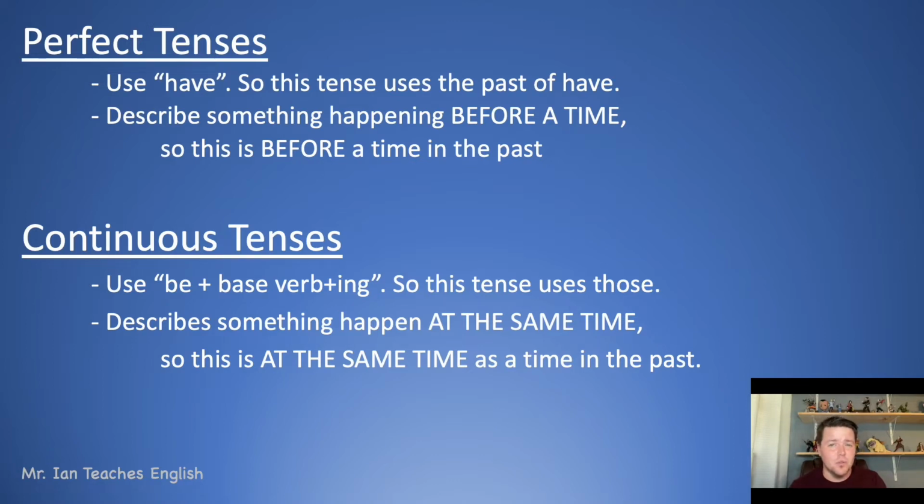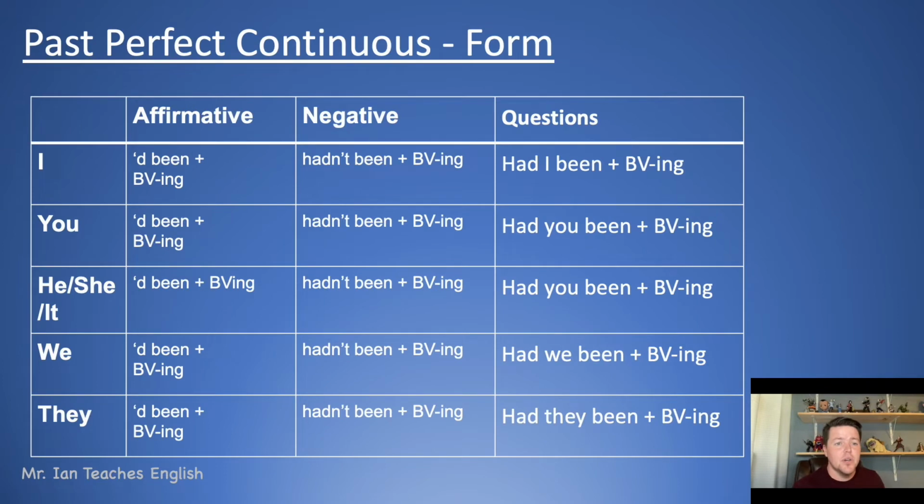Let's look at how it's formed. So here's the past perfect continuous in its form, what it looks like. Remember, we always use contractions, so the verb here is had, but it is pronounced 'd. If you want some extra help with those contractions, don't forget to check out my video. I go through all of the past tense contractions. I'll try to link it somewhere here so you can see it. But pause the screen if you need to. Affirmative, negative, and question form of this verb.